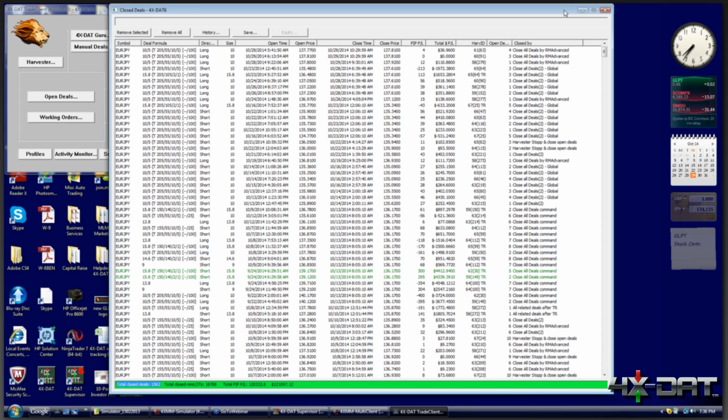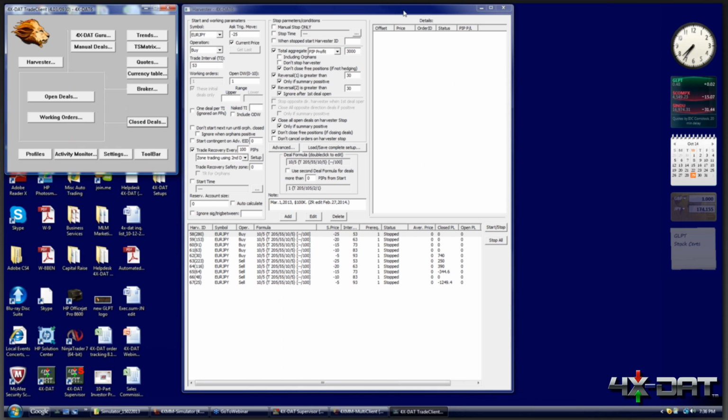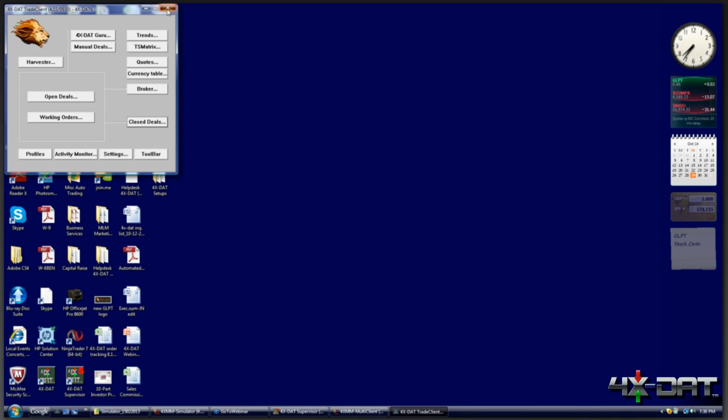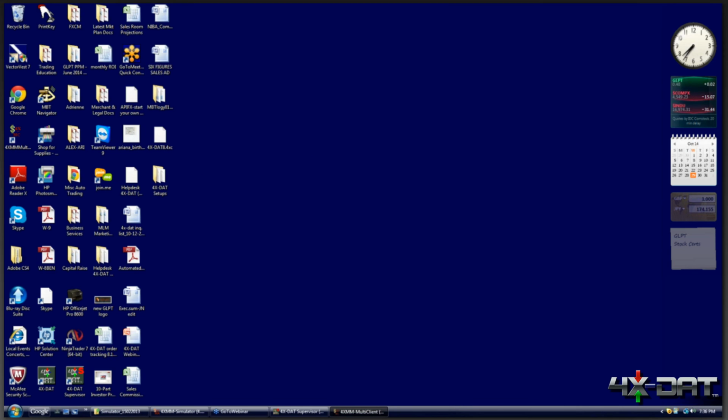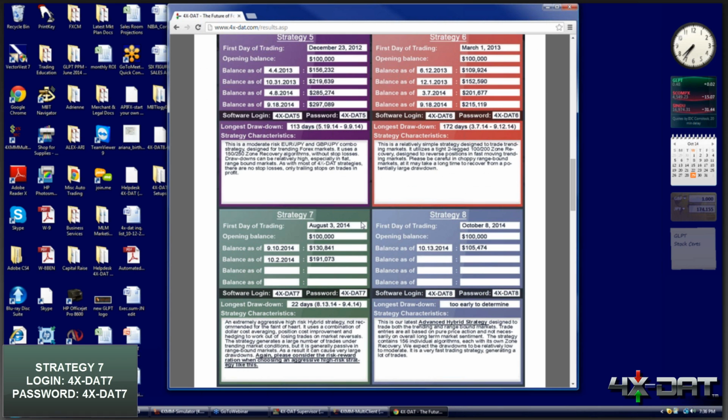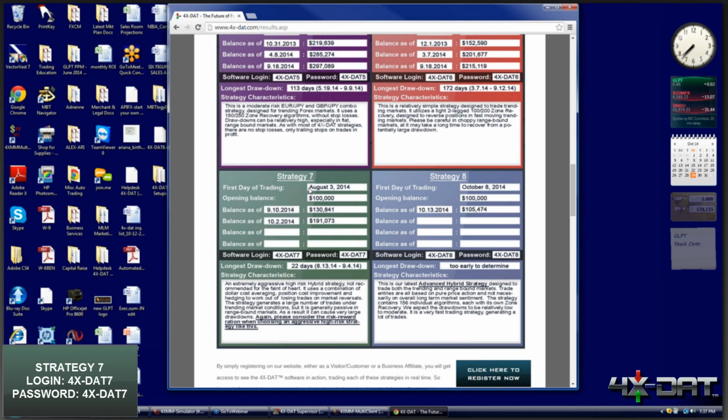But we're taking good profits on this one. So that's that. Let me jump to strategy 7. Strategy 7. This is probably the highest risk strategy that we have. When the market cooperates, it works very well, and this one, for the most part, is a range-bound strategy.